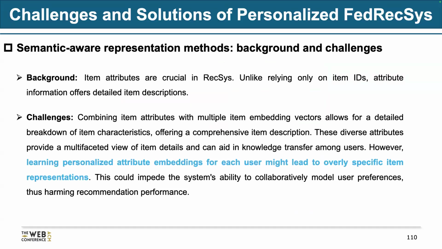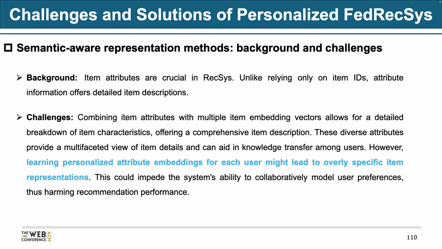Item attributes are crucial in RecSys. Unlike relying only on item IDs, attribute information offers detailed item descriptions. This helps the system better grasp item traits and relationships, leading to more accurate recommendations.